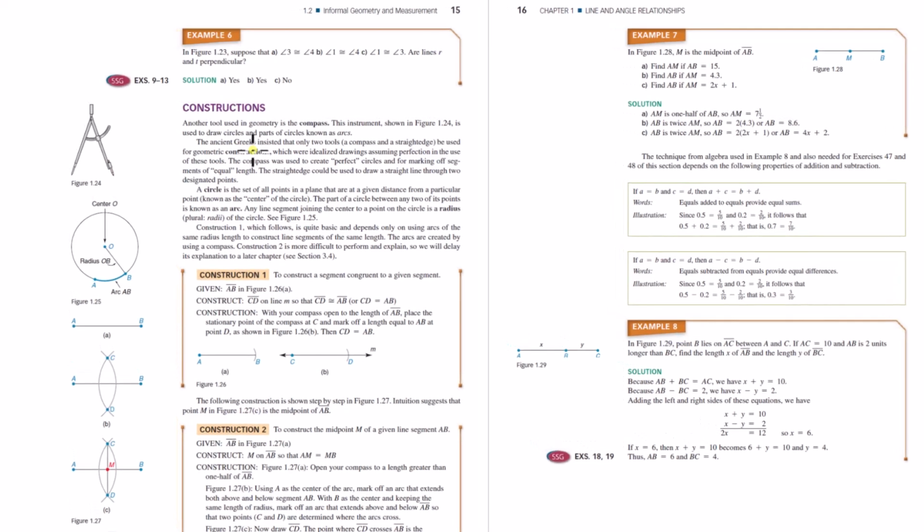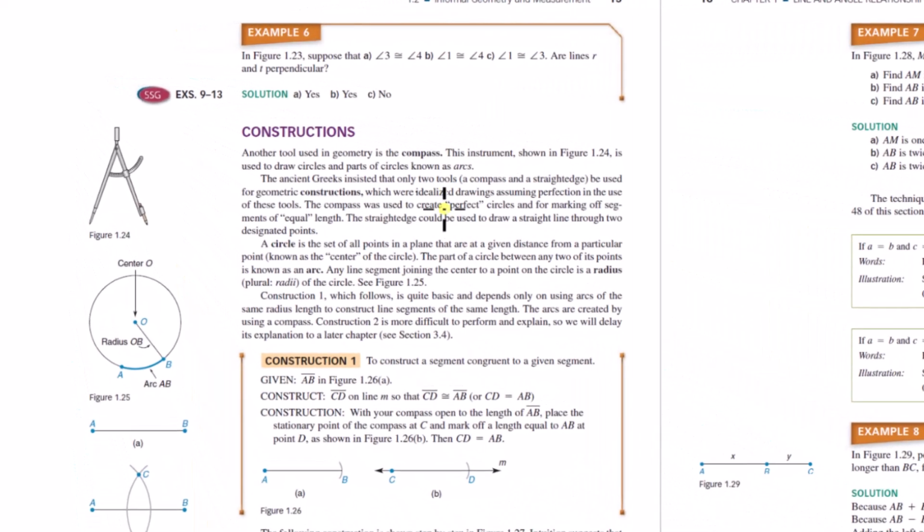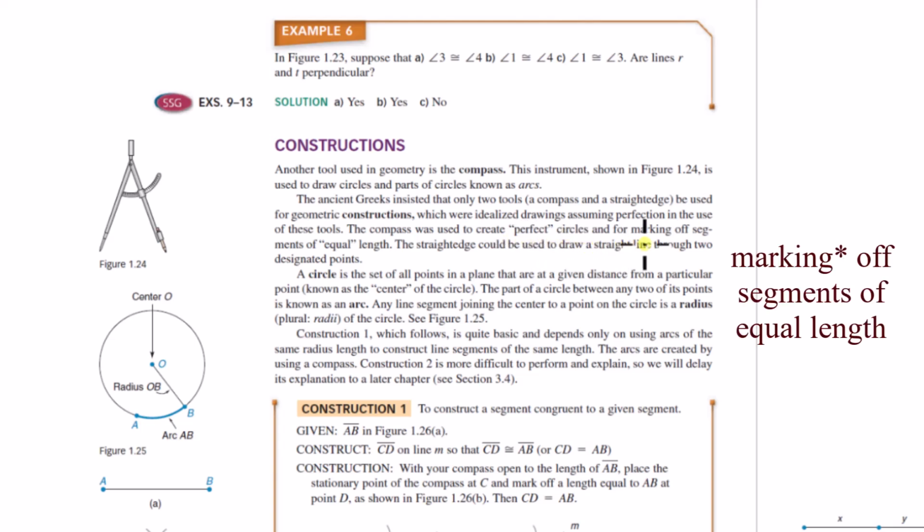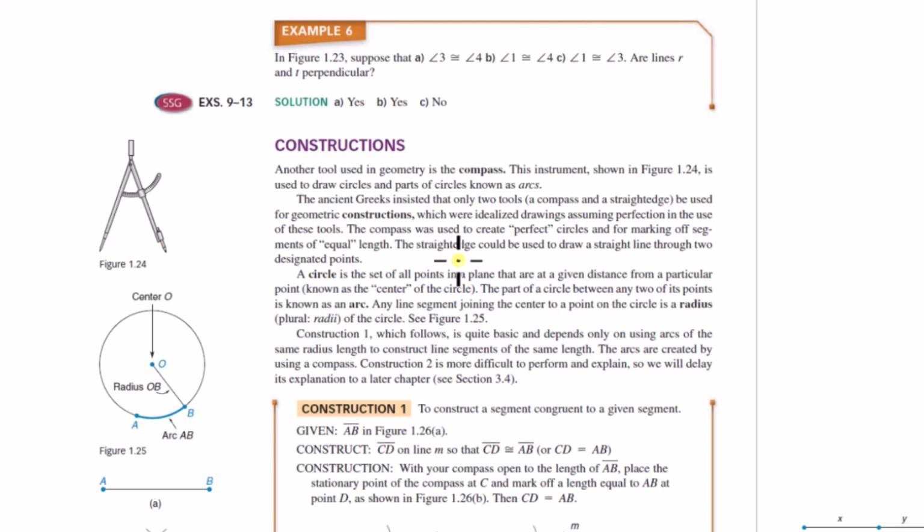All right, the ancient Greeks insisted that only 2 tools, a compass and a straight edge, be used for geometric constructions, which were idealized drawings assuming perfection in the use of these tools. The compass was used to create perfect circles and for marking off segments of equal length. The straight edge could be used to draw a straight line through 2 designated points.